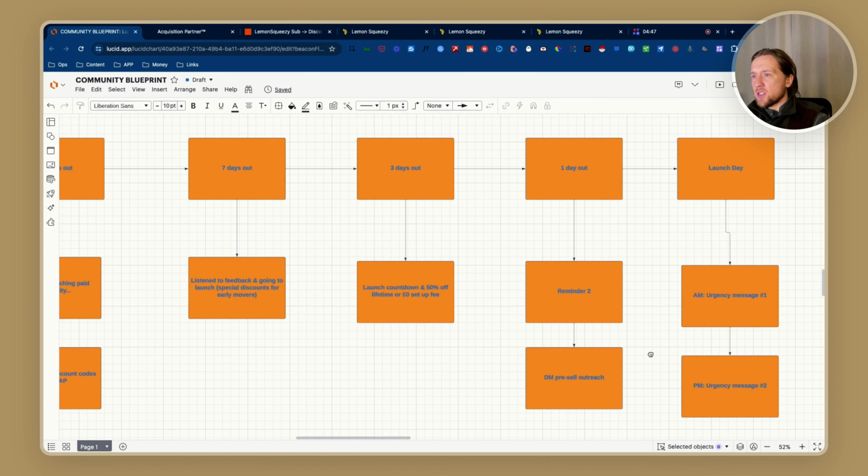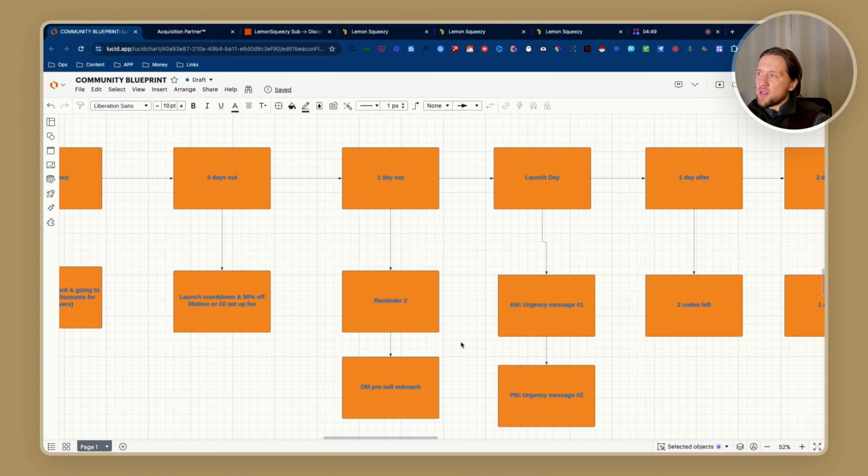All right, so moving swiftly on, 1 day out, again, you want to hit them with the second reminder here. Again, keep your CTAs very, very clear. Keep the value prop clear, so it's going to be 50% off. Click this link to check out, whatever it might be. And here's where it gets really juicy.